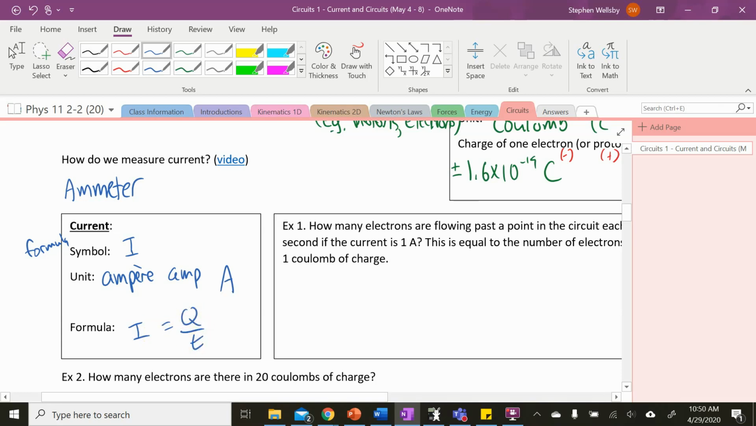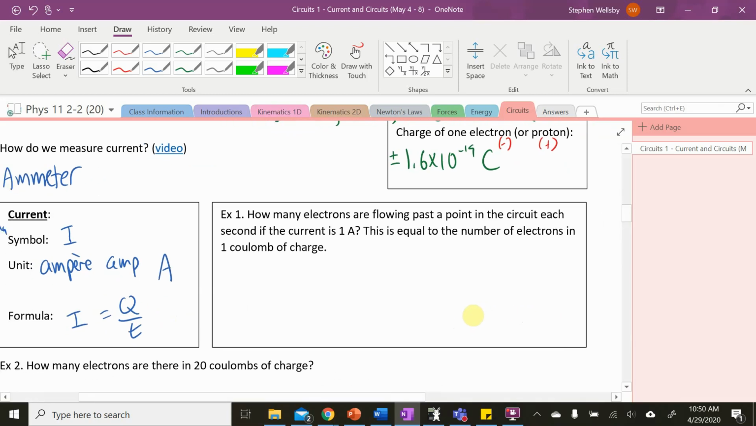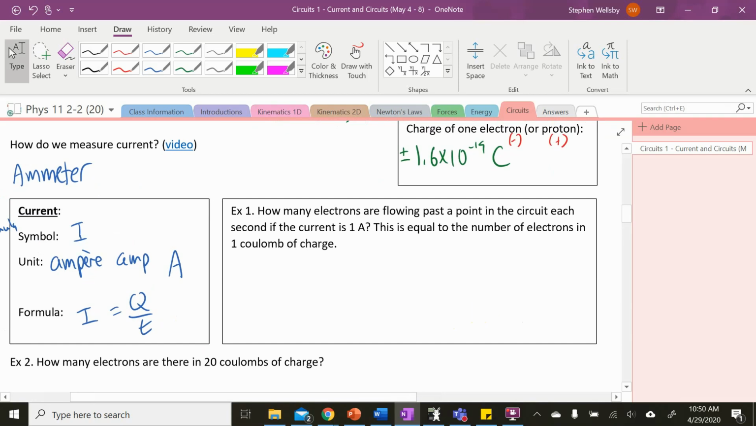So how much charge has flowed past an area, divided by the given amount of time it took for that charge to flow. So here's a somewhat challenging question, a little tricky with the math. How many electrons are flowing past a point in the circuit each second if the current is 1 amp? This is equal to the number of electrons in 1 coulomb of charge. So pause the video here and try to answer that question.